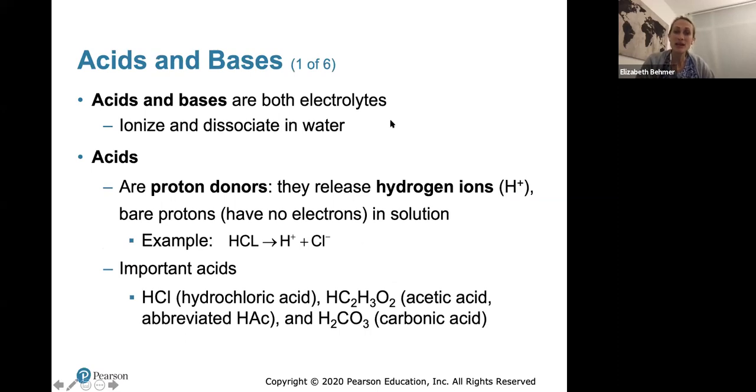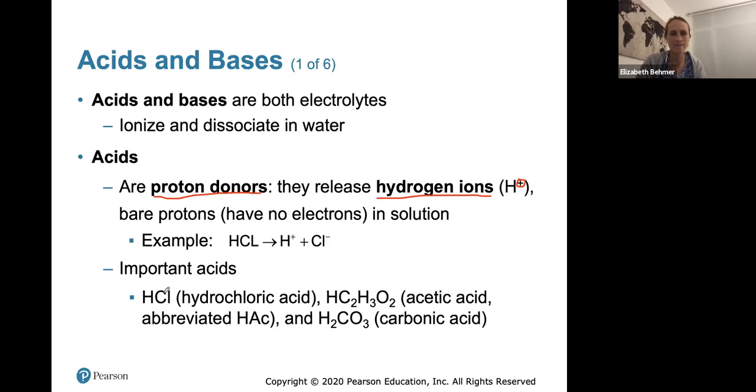Acids and bases are electrolytes that will ionize and dissociate in water. So for example, an acid like hydrochloric acid, the hydrogen will dissociate into a hydrogen ion and a chloride ion. And we call an acid a proton donor because they will release hydrogen ions. And a hydrogen ion has a positive charge to it. So that's why we call it a proton donor, because protons have a positive charge.